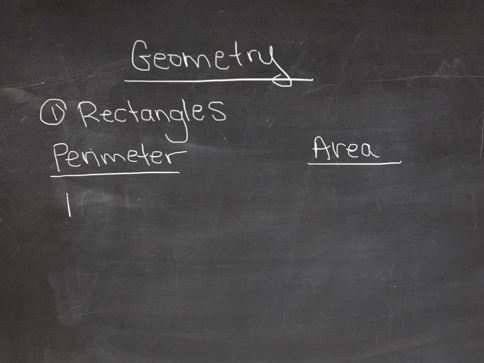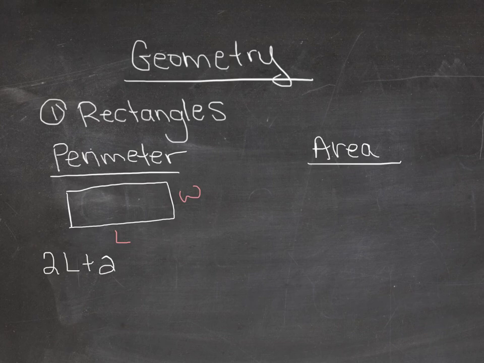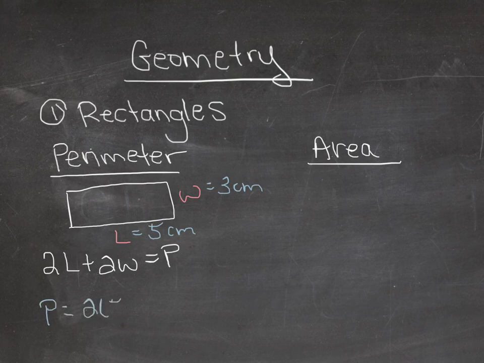So for example, if I have a rectangle, I often will call this side length and this one width. The formula for perimeter would be 2 times my length plus 2 times my width. Let's say that the length was 5 centimeters and the width was 3 centimeters. Then the perimeter of this rectangle would be equal to 2 times 5 plus 2 times 3. So it's equal to 10 plus 6, which is 16 centimeters.